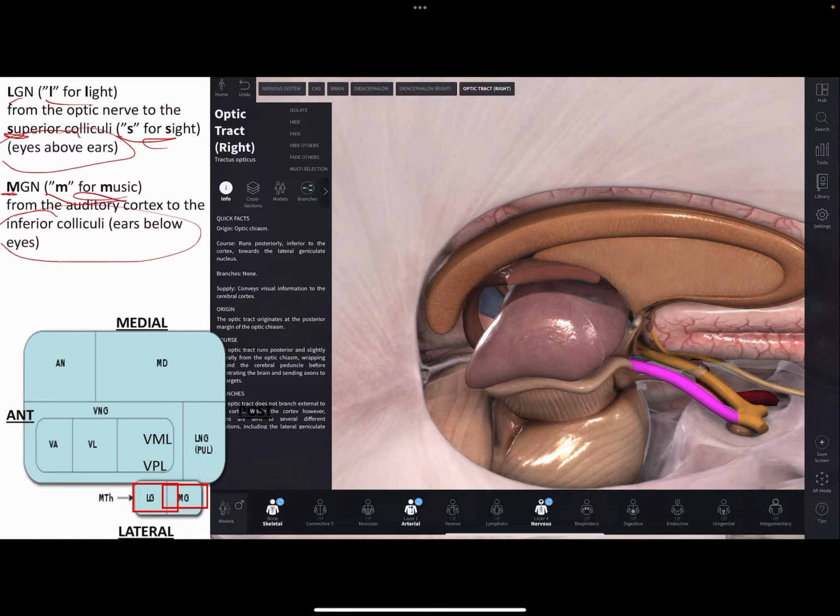So here I have a picture just of the vision pathway, which is probably the more important one. We're going to be starting with the optic nerve, the optic tract. So this is the optic chiasm, and then let's just follow this.